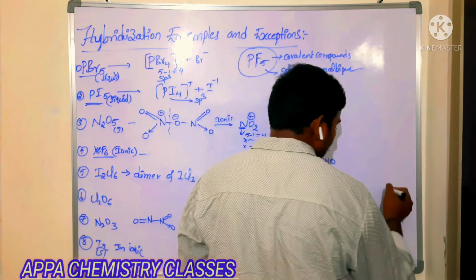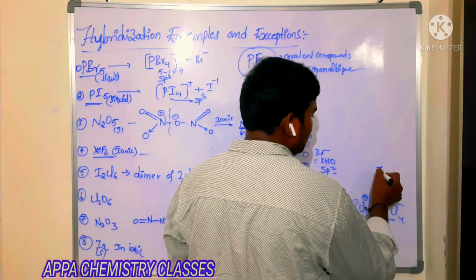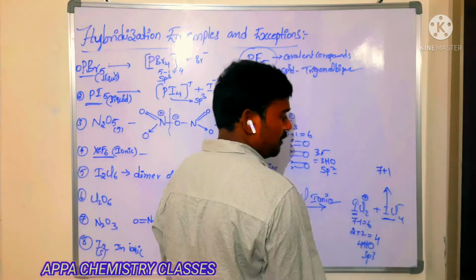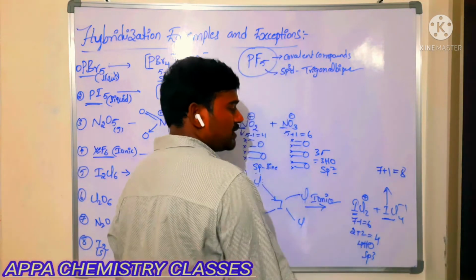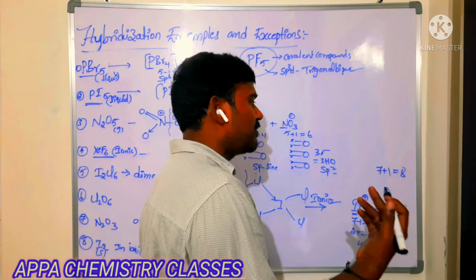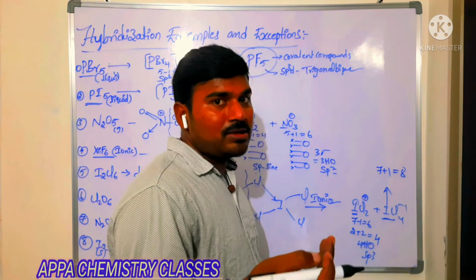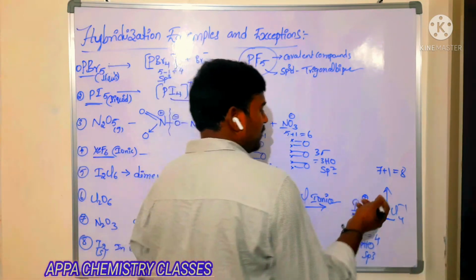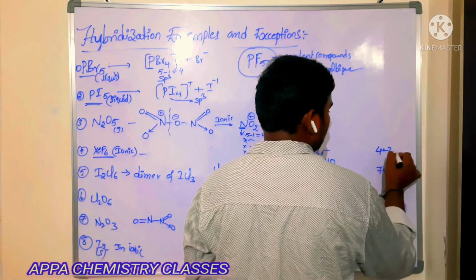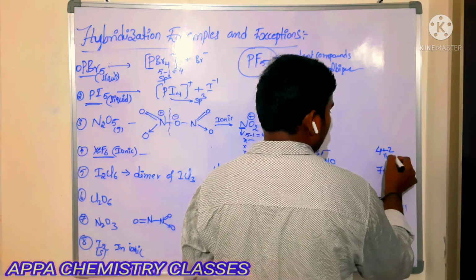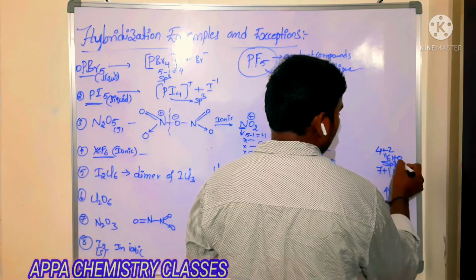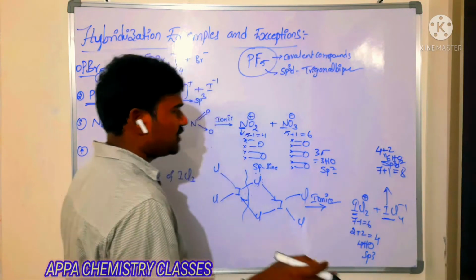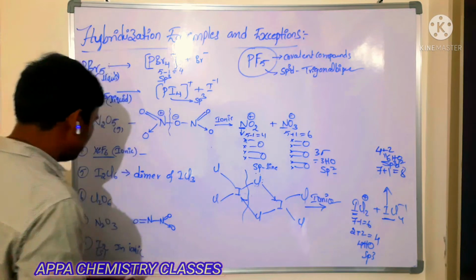ICl4 minus. In case of ICl4 minus, 7 plus 1, because minus 1 is there, 8 dots. Out of 8 dots, 4 will be utilized for the sigma bond. 4 electrons in the sense 2 pairs, that is 4 plus 2, that is 6 hybrid orbitals. 6 hybrid orbitals is nothing but sp3d2. So it is octahedral shape. Is that clear? So that is most important one.